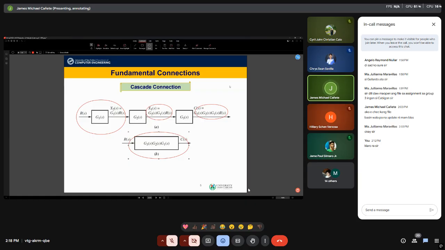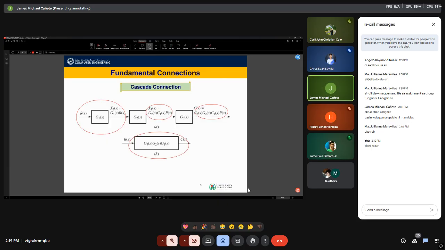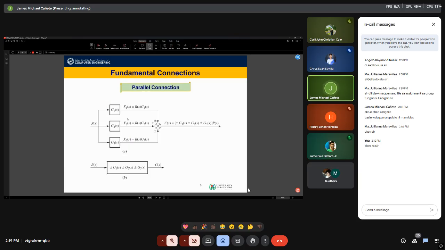Next, we have the parallel connection. So in series, we're just using the arrow and blocks. In parallel connection, we're using all of the symbols now: the arrow, the block, the pickoff point, and the summing junction.